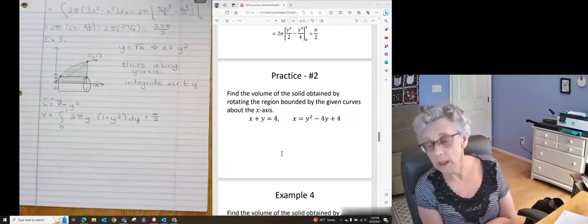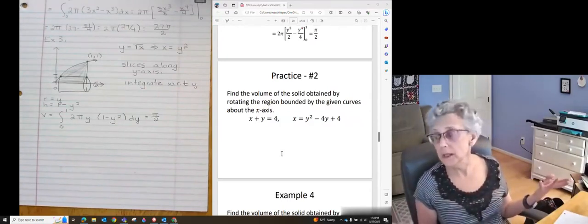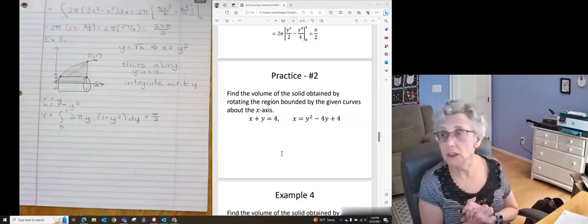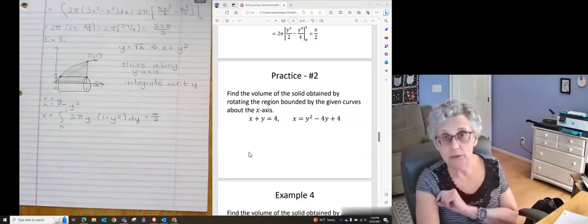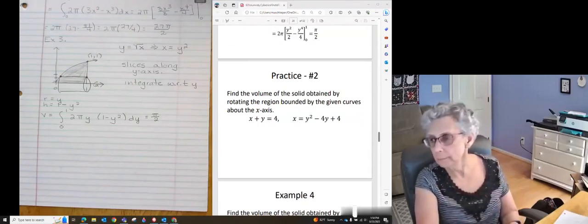Your turn. So again, we're going around the x-axis. So we want to integrate with respect to y, which is kind of convenient since I have my function x equals y squared minus 4y plus 4. So sketch yourself a graph, practice sketching, and give this one a try.